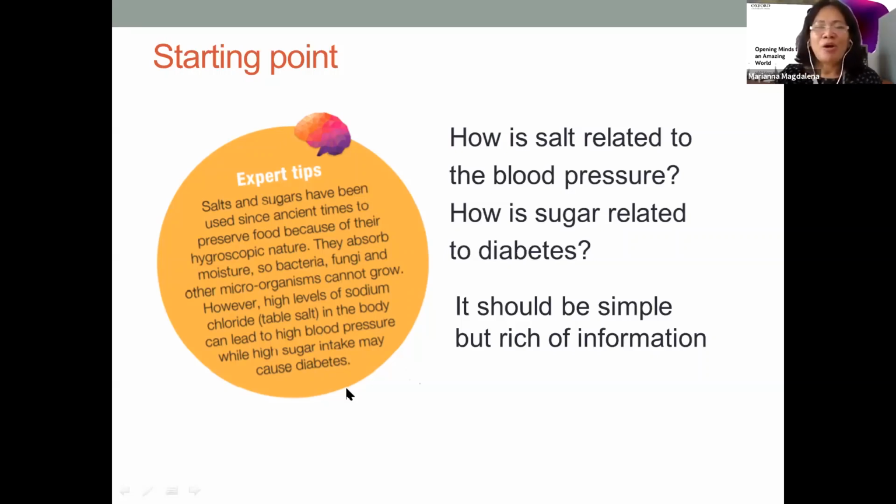What do I want to do with this topic? I want to show you that this topic can be related to many topics in grade 8. First one, how is salt related to blood pressure? This is just from the expert tips. I can ask, how is salt related to blood pressure? And then blood pressure is the topic of pressure, hydrostatic pressure. Then you can mention hydrostatic pressure here, even though actually this chapter is about additive substances. But I show you the curriculum mapping here.